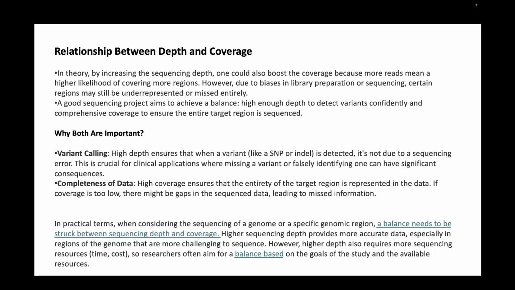You need to have a balance between high enough depth to detect variants confidently and comprehensive coverage that covers the whole genome, to ensure that the entire target region is sequenced. It can help you in variant calling and in completing your whole data set. So you need to have a balance between the depth and the coverage.